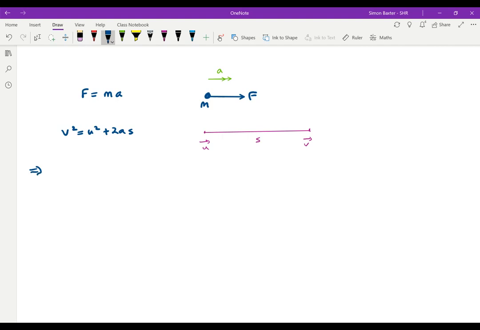Well, I'm going to multiply both sides of that by m, and at the same time, I'm going to divide both sides by 2. Times m, divide by 2. Now we should notice that ma is F. And so this equation becomes a half mv squared is a half mu squared plus Fs.